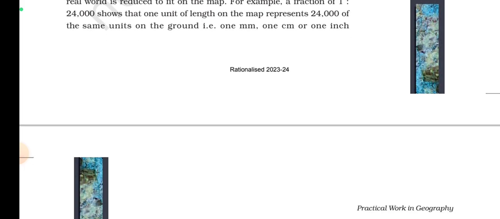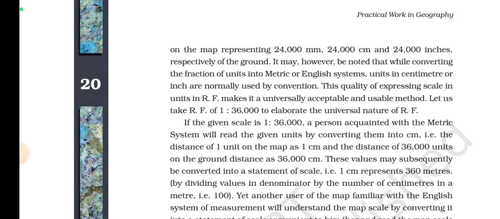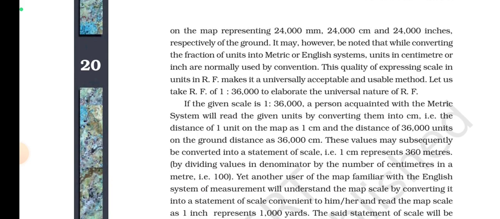1 furlong is equal to 24,000 furlongs. You can attach any unit: on the map representing 24,000 millimeter, 24,000 centimeter, 24,000 inches respectively on the ground. It may however be noted that while converting the fraction of units into metric or English system, units in centimeter or inch are normally used by convention. This quality of expressing scale in units in RF makes it universally acceptable and usable method. So RF scale is universally acceptable.